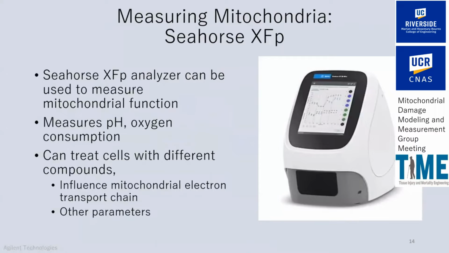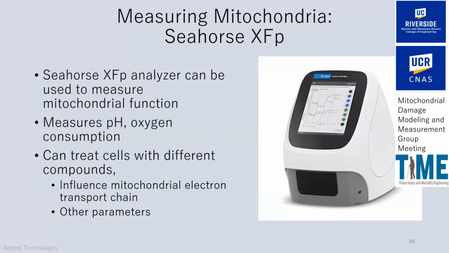The Seahorse allows us to do this. And specifically, the two variables that we are measuring in the Seahorse are pH and oxygen consumption. That's essentially what this device is. It is basically a very expensive pH measurement device and oxygen sensor. And it also allows us to treat our cells with different compounds.